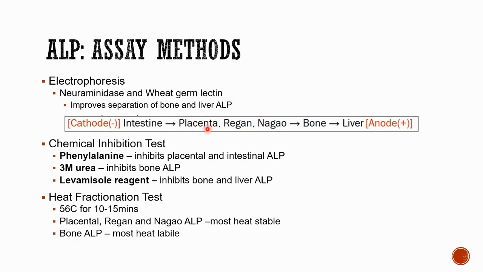So for ALP assay methods, as mentioned, we have electrophoresis. This improves the separation of bone and liver ALP. Most anodal again is liver, followed by bone, then placental, and then intestine. For the chemical inhibition test, phenylalanine inhibits the placental and intestinal ALP. 3-M-urea inhibits the bone ALP, and the levamisole reagent inhibits bone and liver ALP. For the heat fractionation test, most heat stable again is placental, and most heat labile is bone ALP.